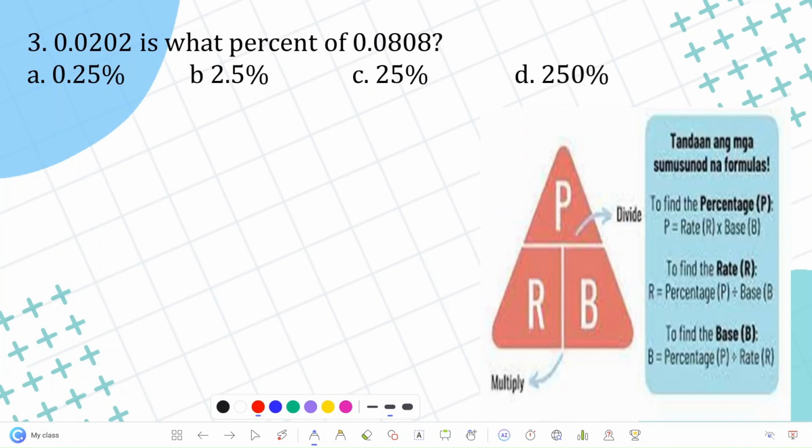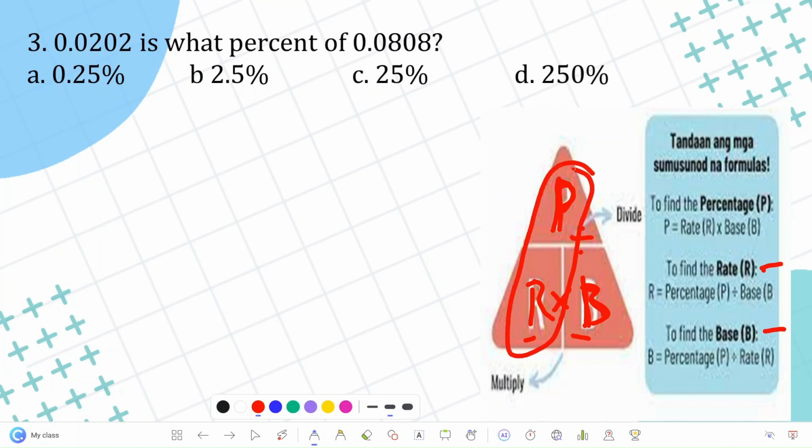Sa paggawa po ng percentage, rate, and base, ay importante alam natin yung Tekans Triangle. Ang Tekans Triangle is simply a triangle na hinahati sa tatlo. Meron tayong P dito, merong R, and merong B. To find percentage here, i-multiply mo yung nasa baba, yung R times B. At kapag kukuha ka naman ng rate, i-divide mo ang percentage divided by the base. Or kapag kukuha naman ng base, i-divide mo rin ang P over R. Ganyan po kadali ang Tekans triangle.